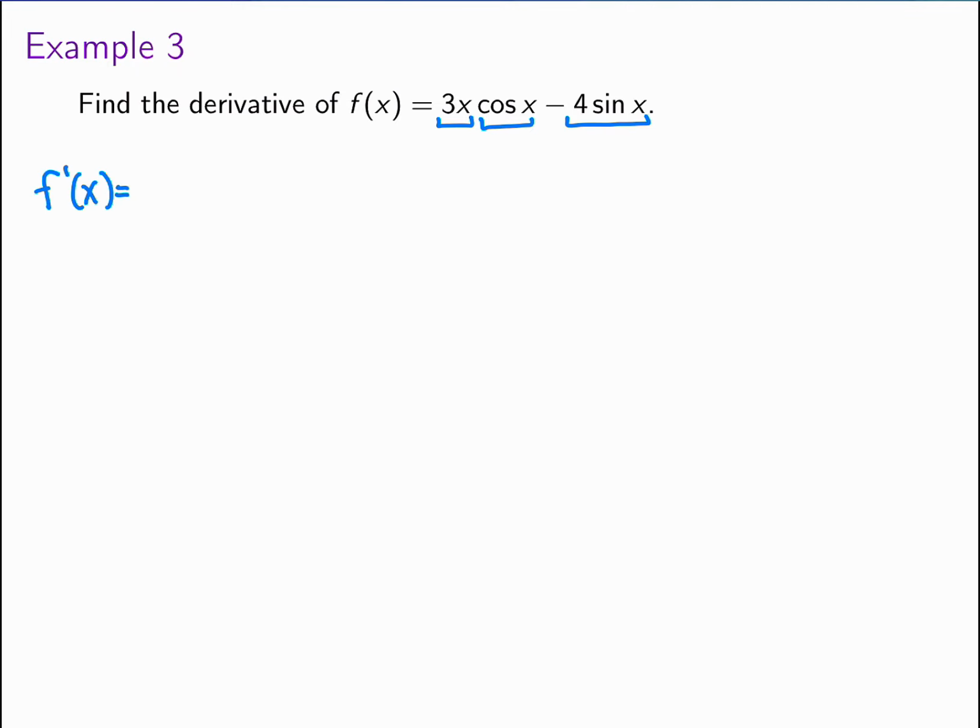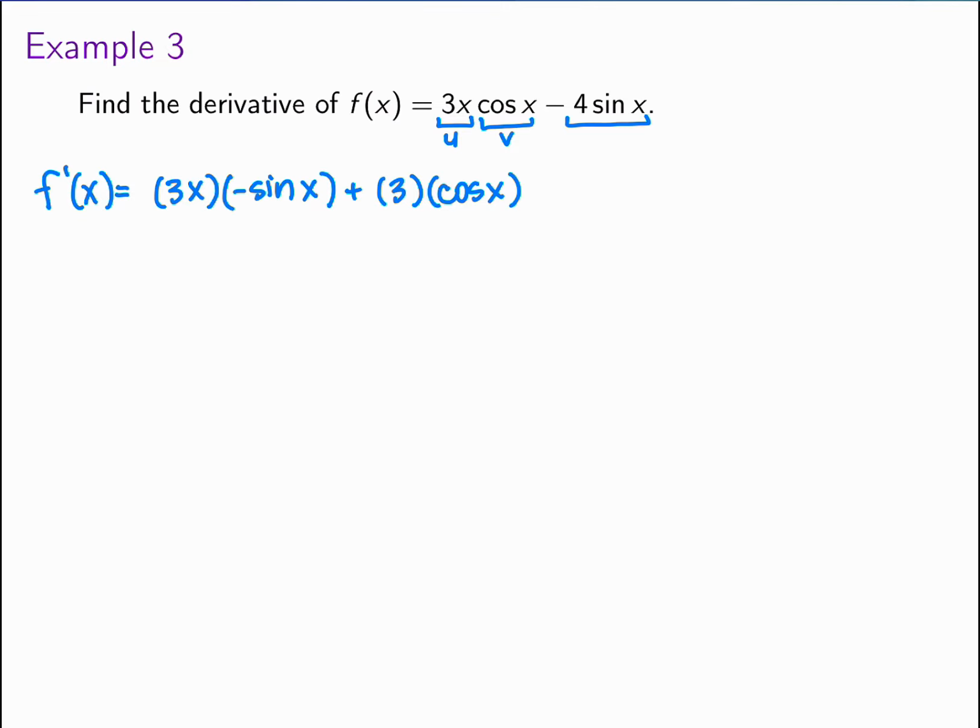So I'm going to deal with that 3x cosine x first. We'll call this u and this v. So I'll write my u down times the derivative of v. The derivative of cosine is negative sine x plus, and I'm still doing that 3x cosine x. I've got to do the product rule, so I'm going to have two pieces to it. Now I'll find the derivative of u and leave v alone, so that's cosine x. So notice what I've done so far.